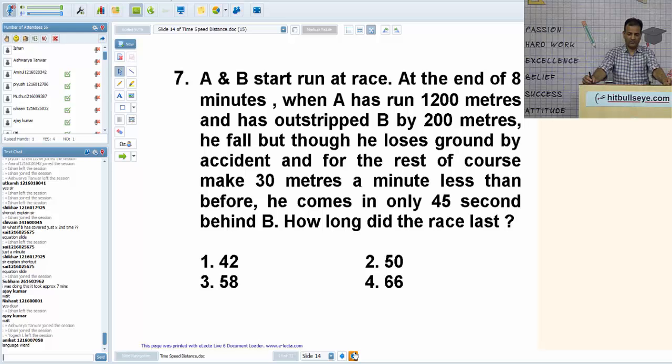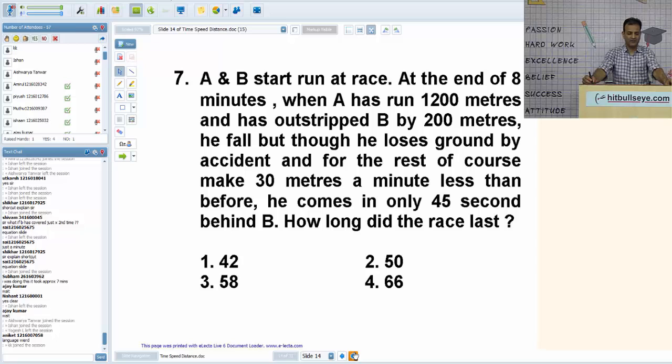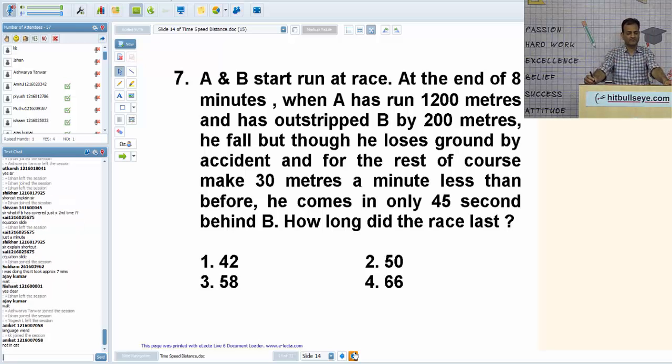Outstripped B by 200 meters. So you have to see when A has run 1200, then B has run 1000. That means A has beaten B by 200 meters in 1200 when A has run. But he falls down, though he loses ground by accident, and for the rest of the course he makes up, and you have to see the speed. What are their speeds? After that you can apply the formulas.